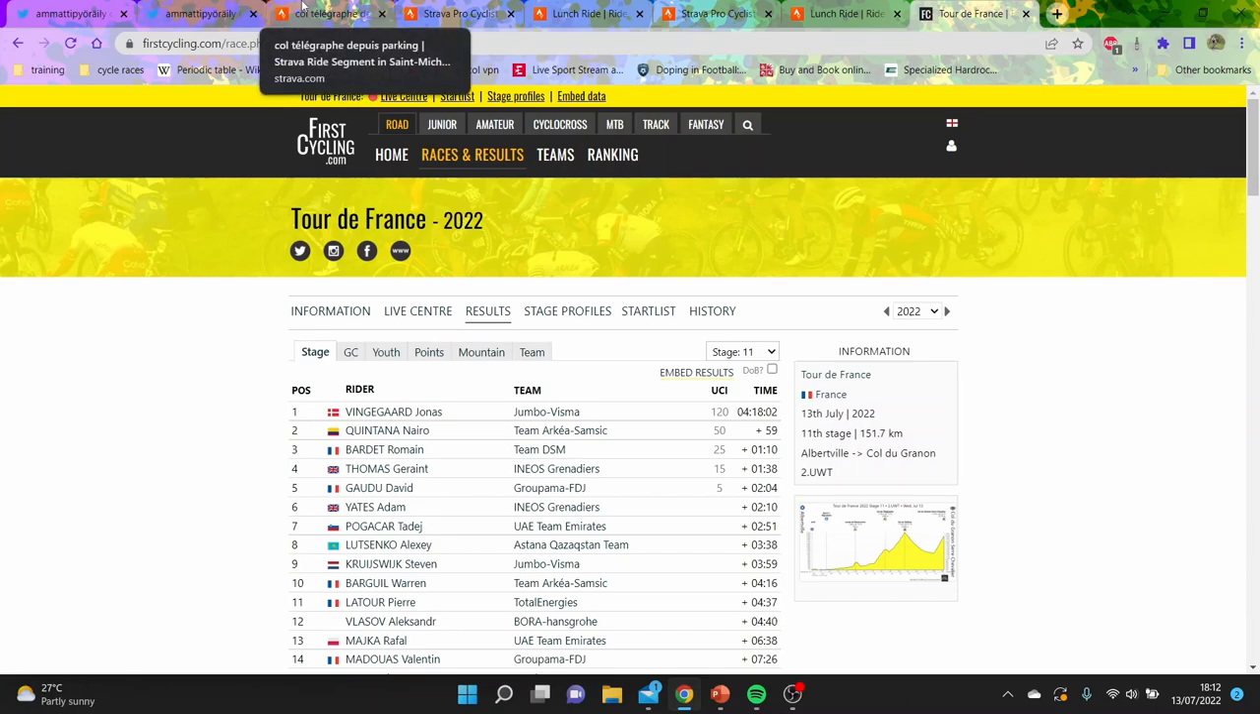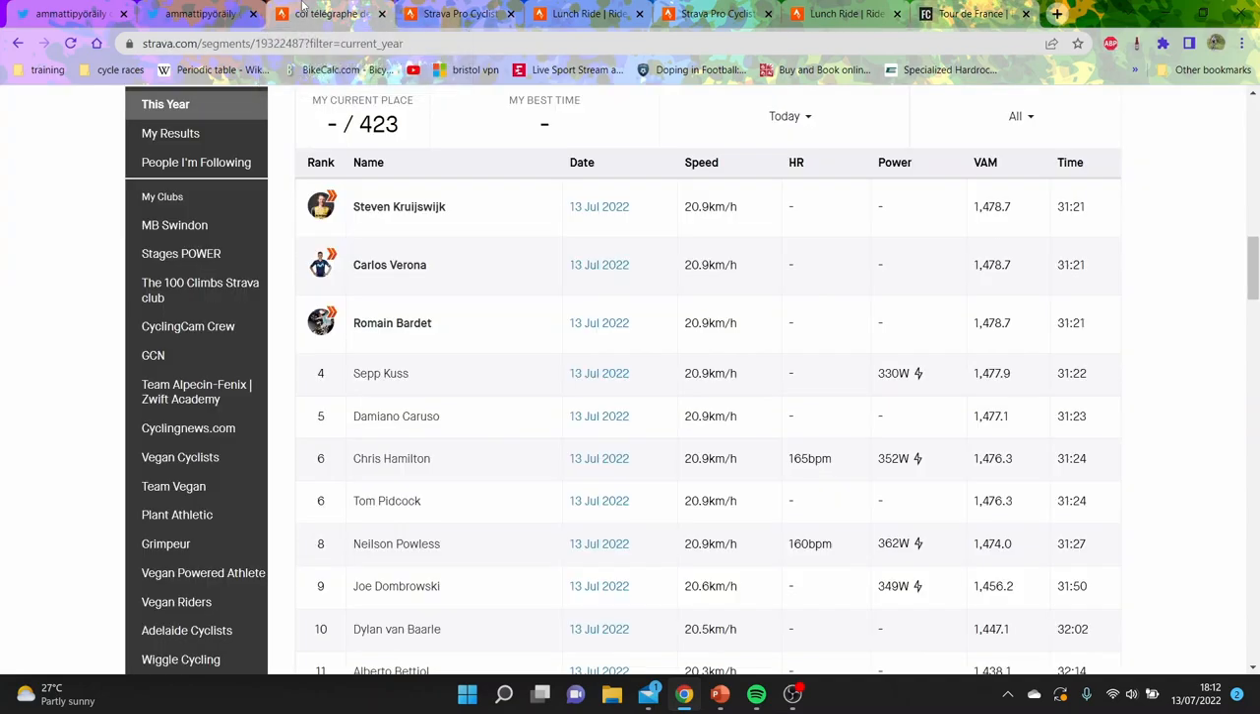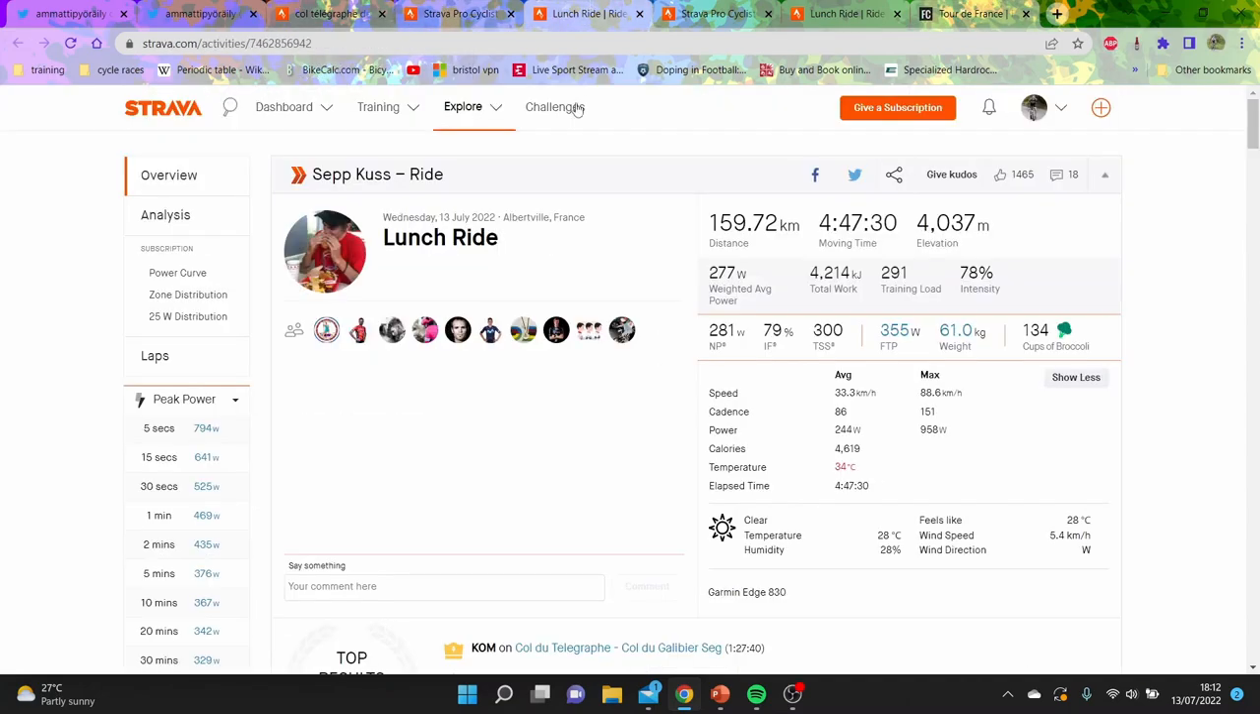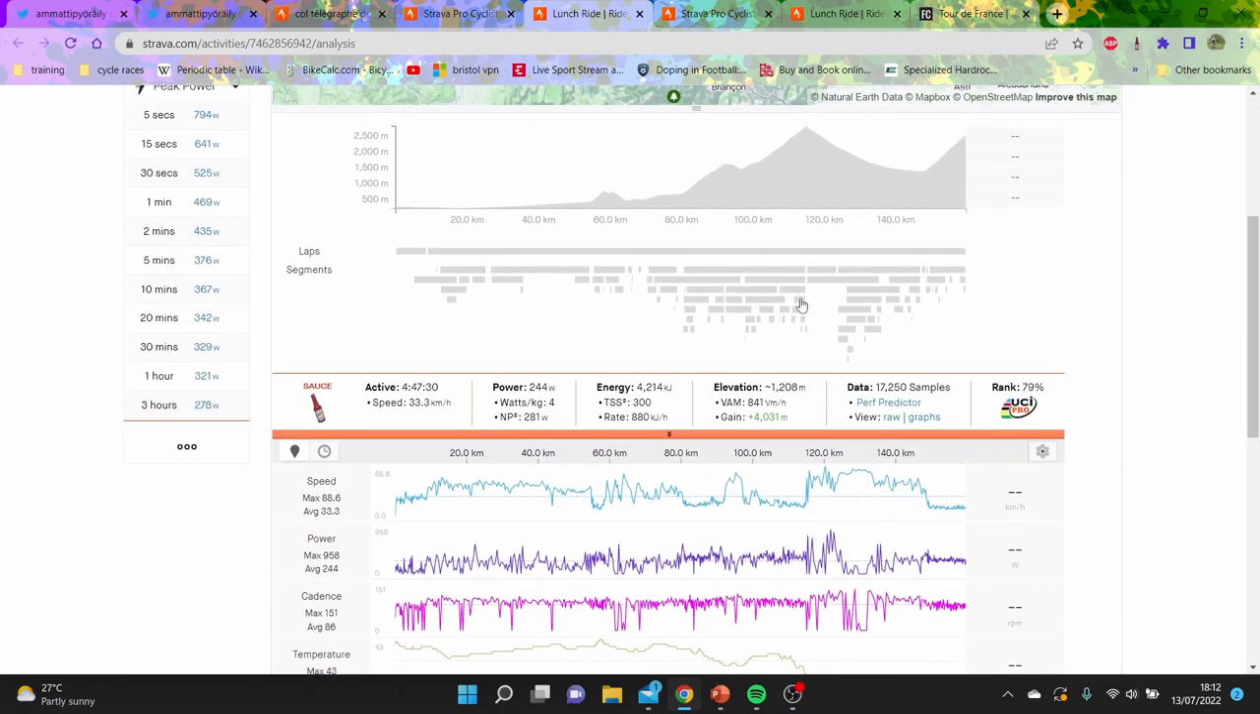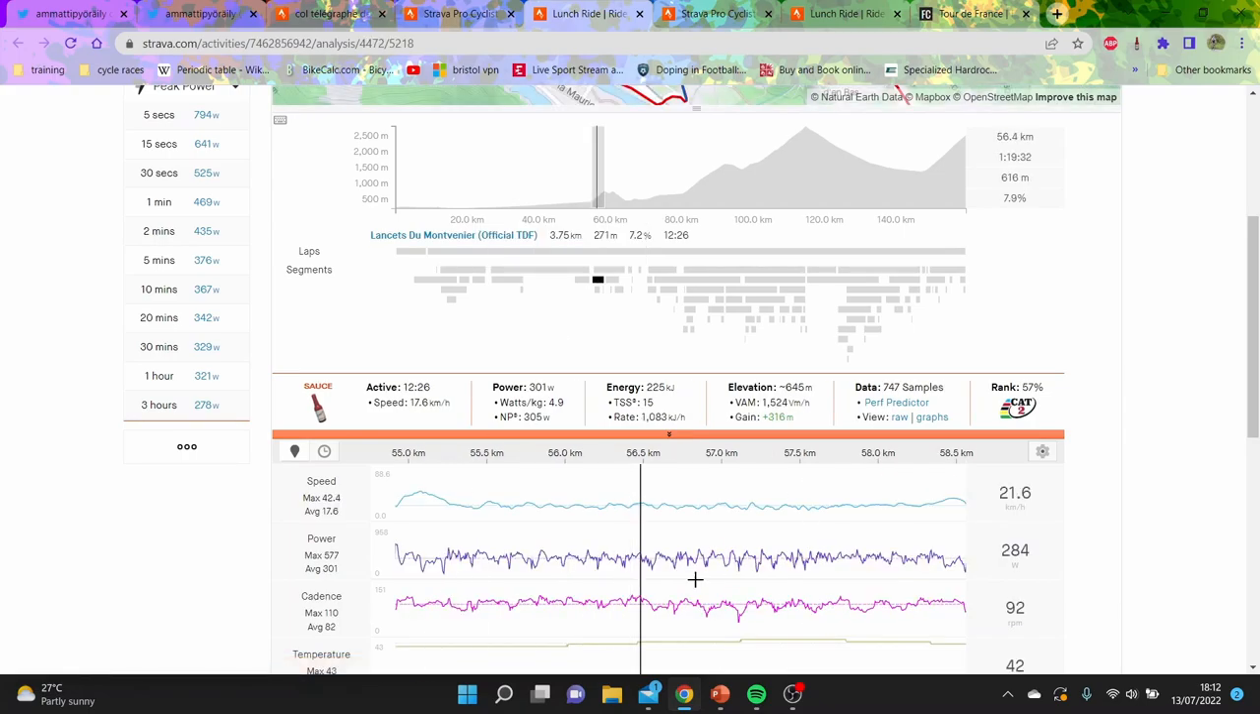So we'll look at the profile first on people's Strava, and then we'll go into the final climb and analyze: did Tadej Pogacar explode, or was it more that everyone else rode really well? So first, we're going to look at Sepp Kuss's data, because there weren't many in the GC favorites group who had numbers.